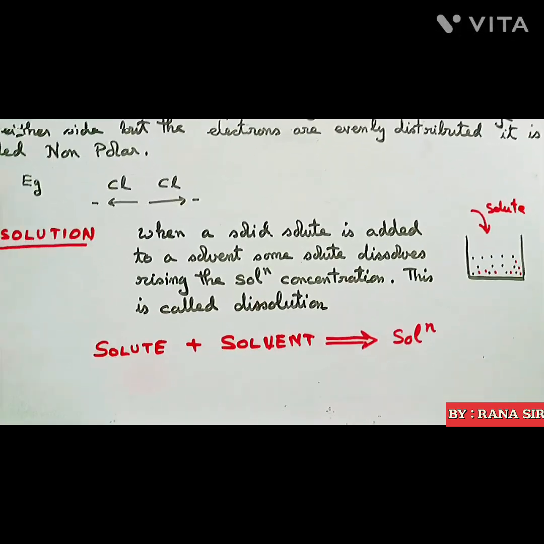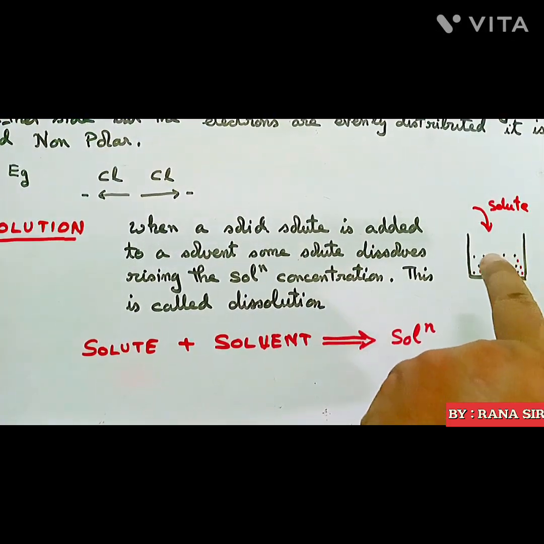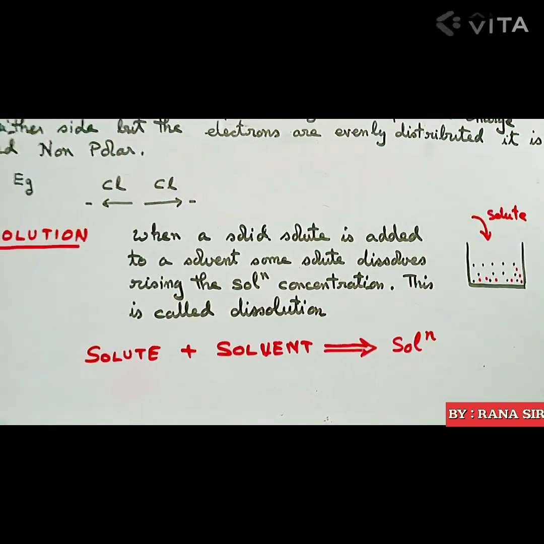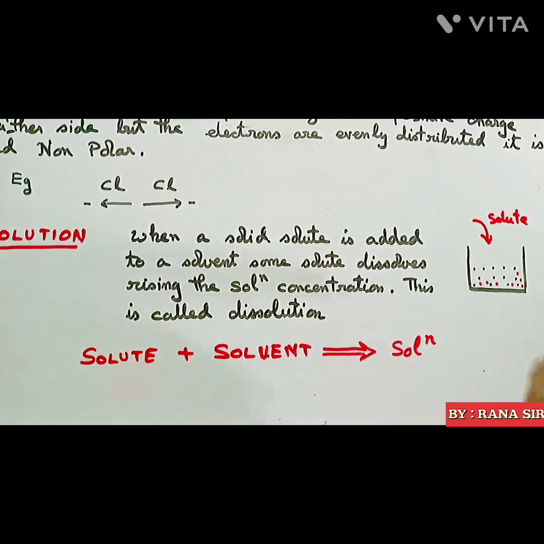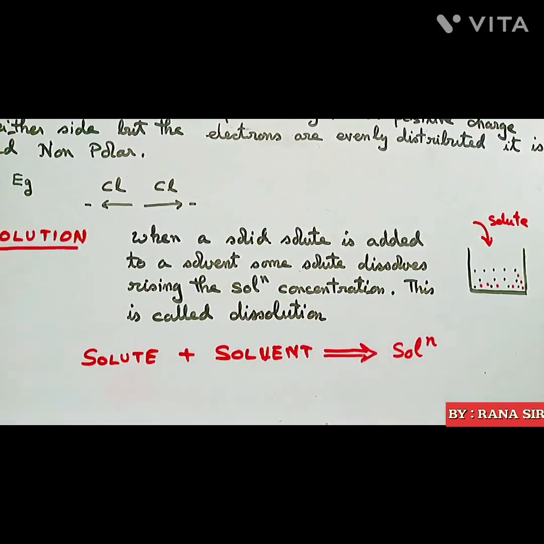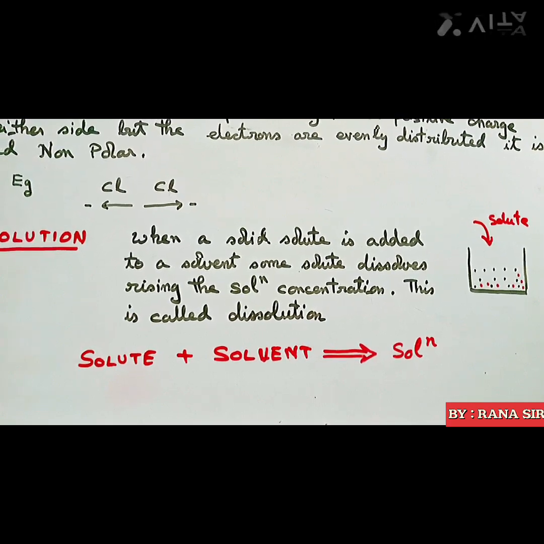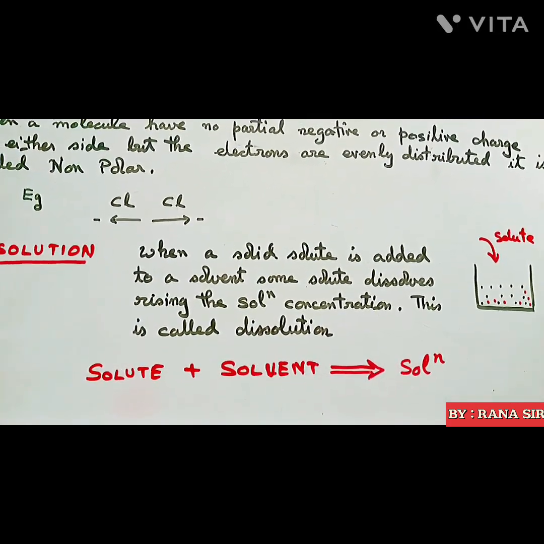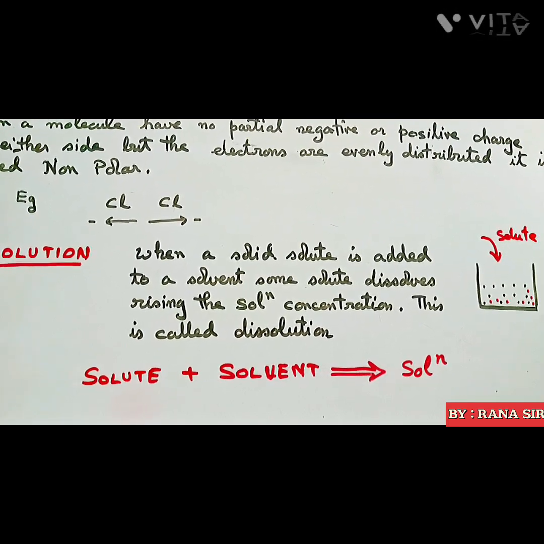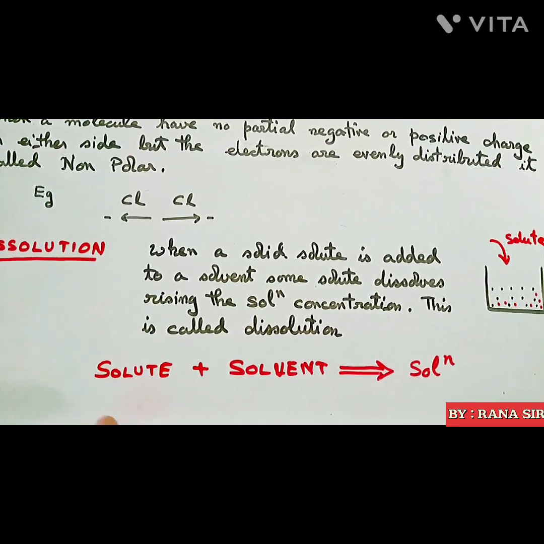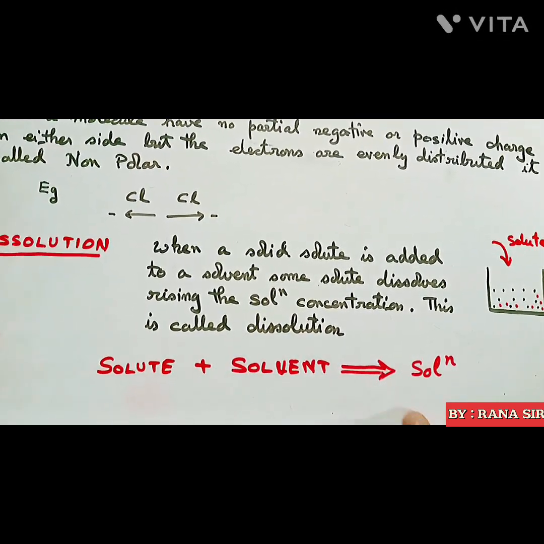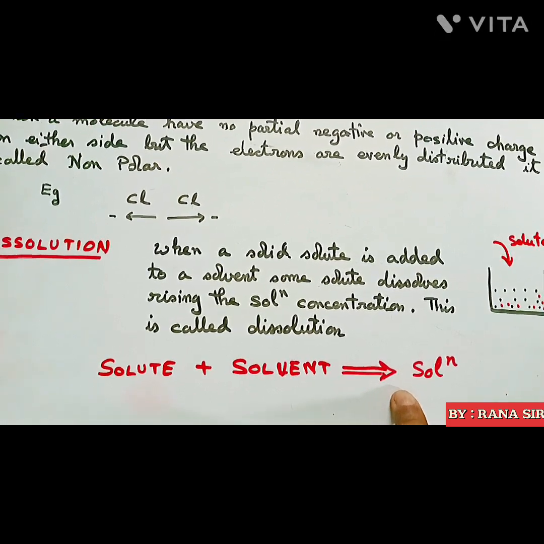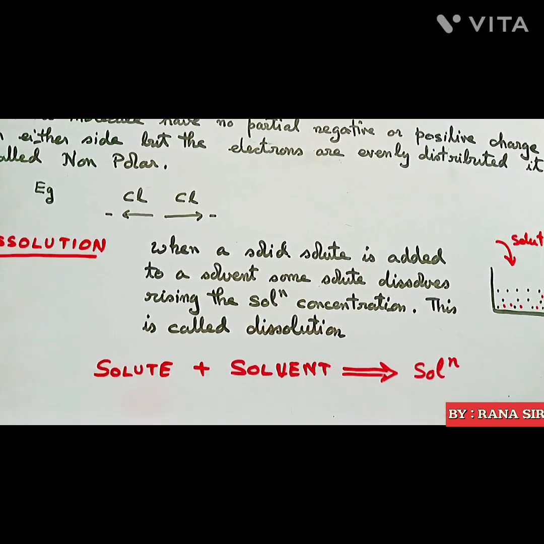So here the solvent is shown with black dots, the solute with red dots. See, some of the solute got dissolved in the solvent, and this dissolving of solute in solvent is known as dissolution. So solute plus solvent is forming the solution, raising the concentration level of the solution, which is dissolution.